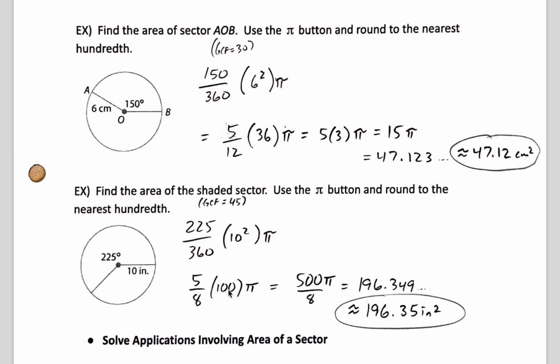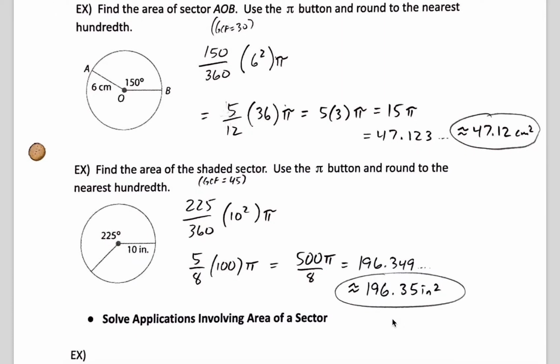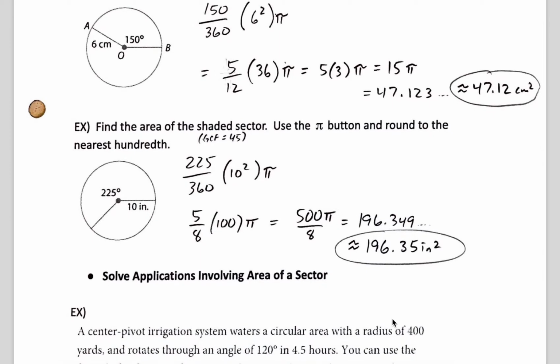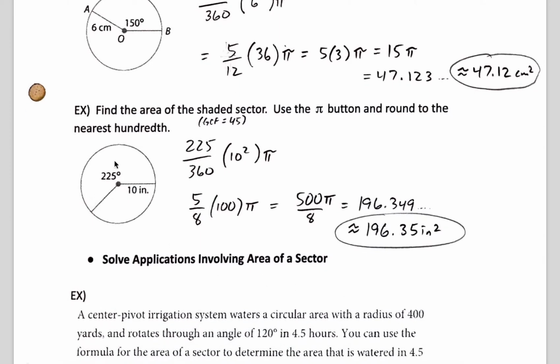8 doesn't go evenly into 100, so we can multiply our top numbers here, 5 times 100, and put that over 8. So this would be our simplified answer in terms of pi. We could then multiply using our pi button. 500 times that, and then divide by 8, and we get approximately 196.35 square inches. So that represents the area of this piece of our circle.